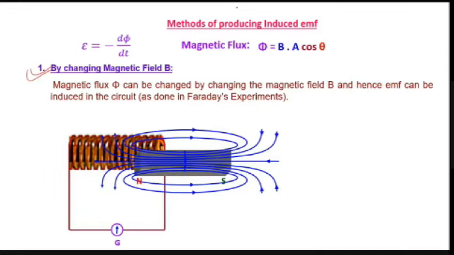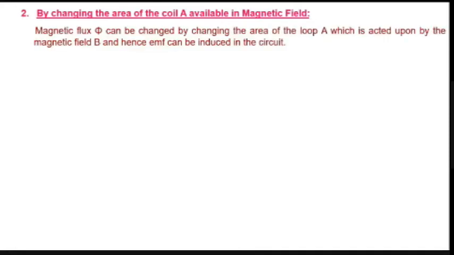Now let's move to the second method. What is the second method? The second method is the important one: changing the area of the coil A available in the magnetic field. So in BA cos theta, the area associated with the magnetic field should change. Magnetic flux phi can be changed by changing the area of the loop A, which is acted upon by the magnetic field B. It is the area associated with the magnetic field that will change, and there will be an induced EMF.